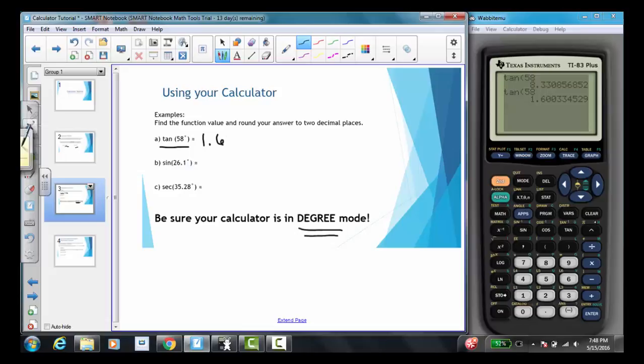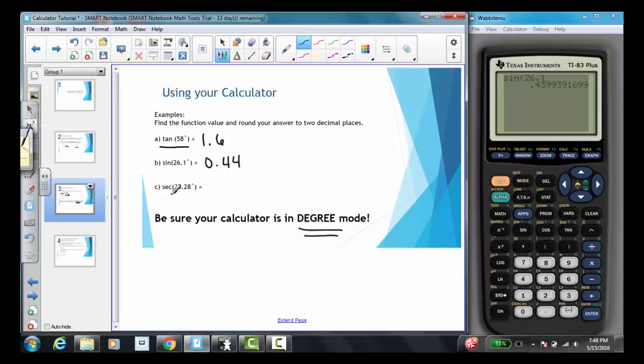So the next example, we have sine 26.1. Enter. That gives me 0.4. I'm going to round to 4.